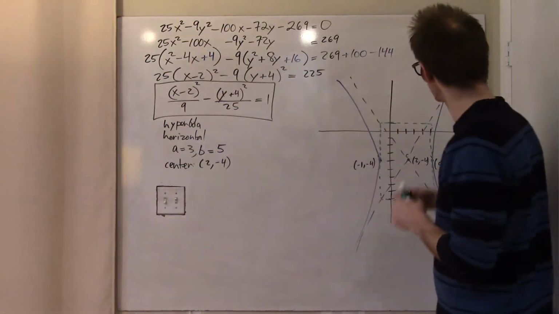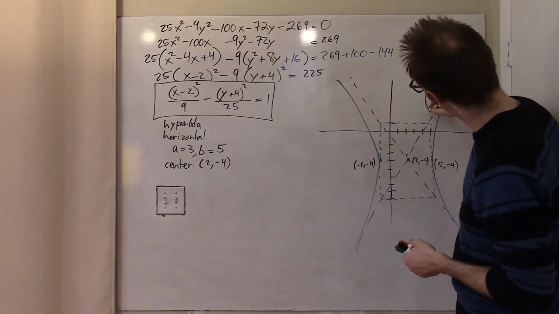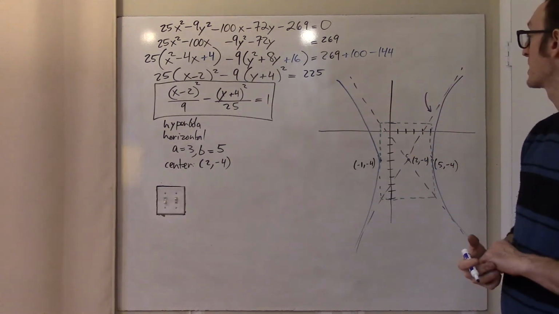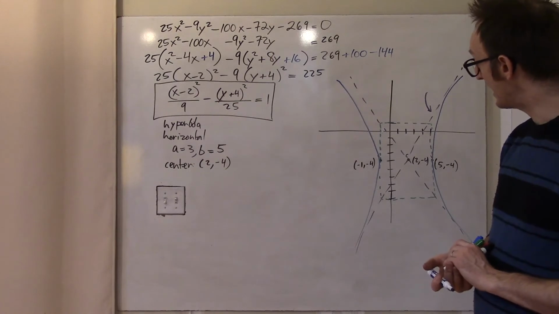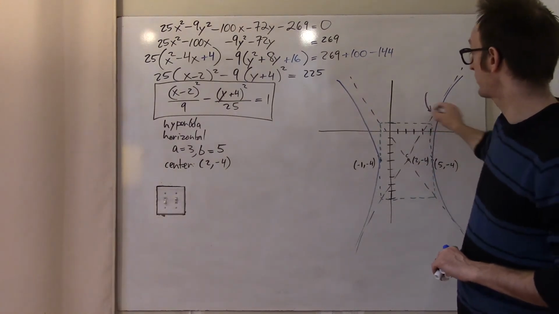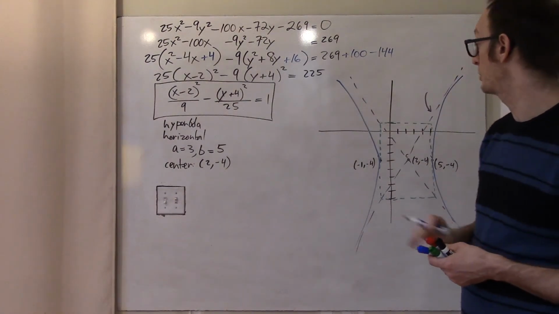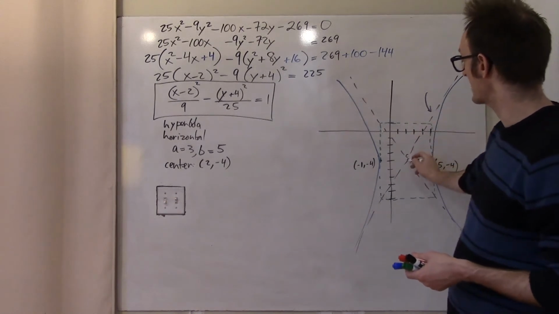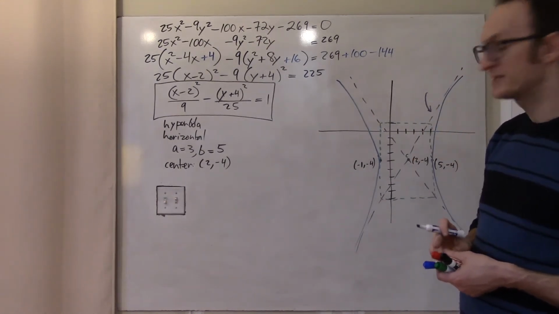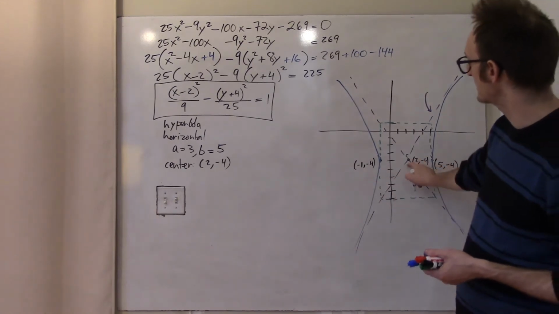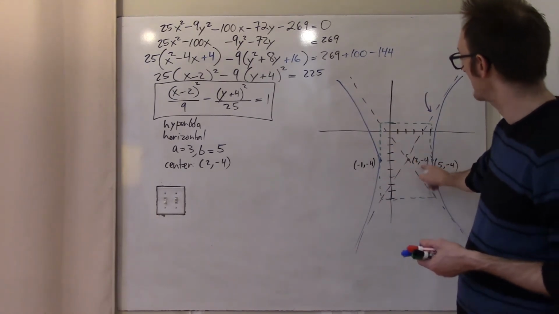One thing I can do is give the equations of these asymptotes. Well, these lines have slope 5/3. That's certainly true, because that's the dimensions of this box, right? Up 5 over 3. But it's not just y equals 5/3 x, because this line doesn't go through the origin. This line goes through (2, -4).